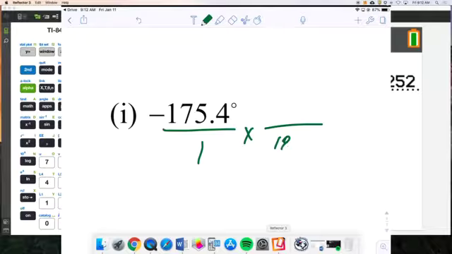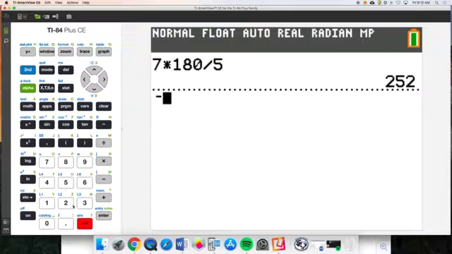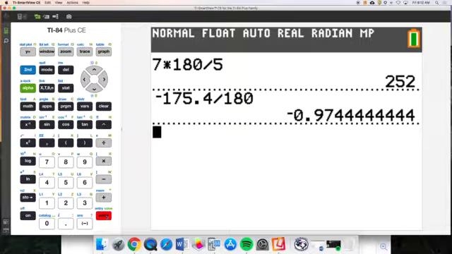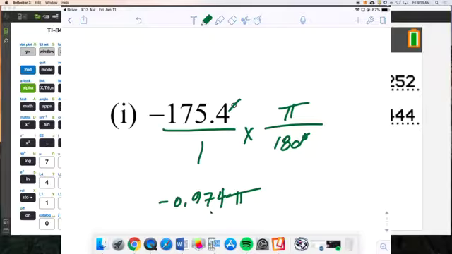That's the wrong conversion factor. That would be 180 degrees over pi radians. Your degrees divide out. And so now it's time to pick up the calculator. Remember, we want pi visible in our answer. So all we got to do is go negative 175.4, and then we'll divide it by 180. All right. Now, we could write that down, negative 0.97444444 pi. In fact, let me do that, negative 0.974 pi. So looking at that, that would be an acceptable answer.